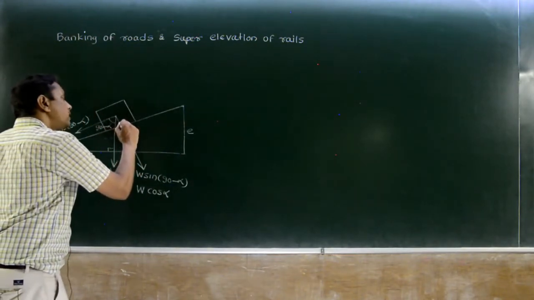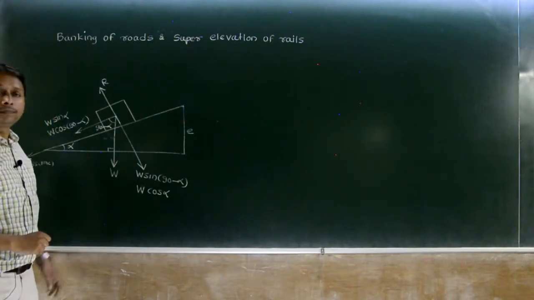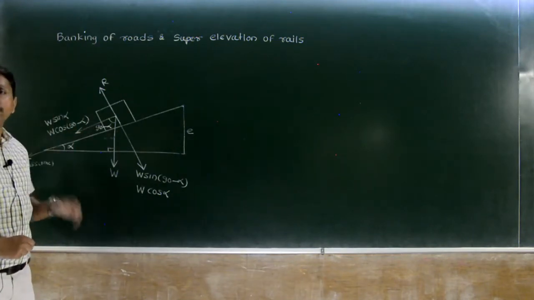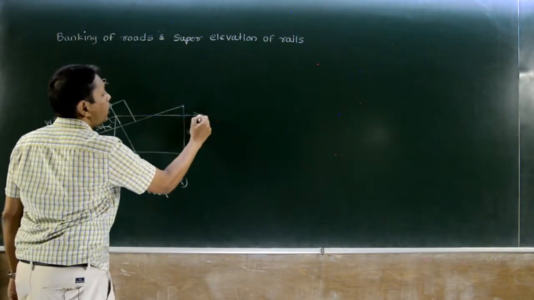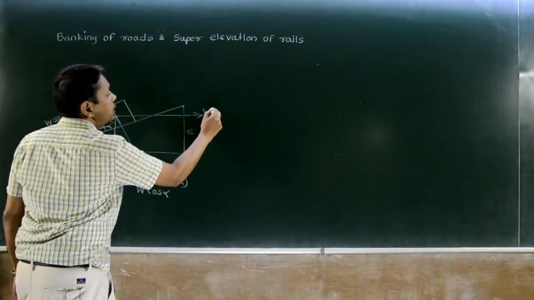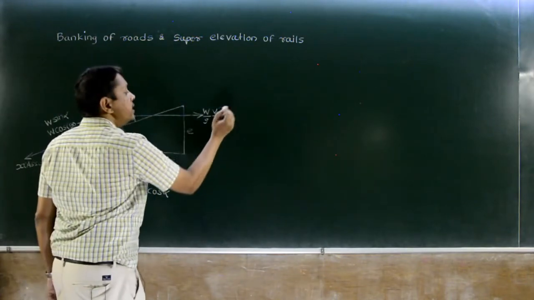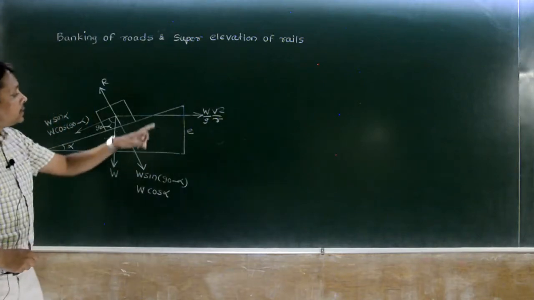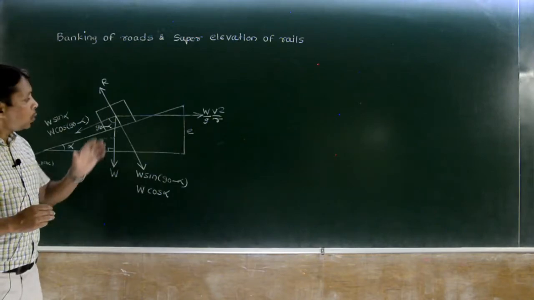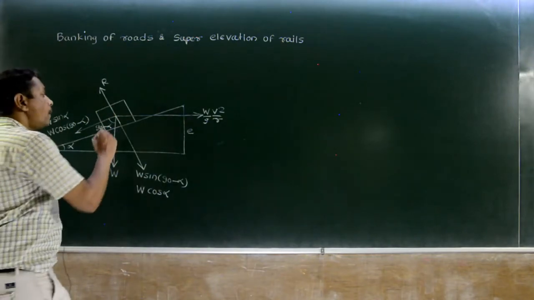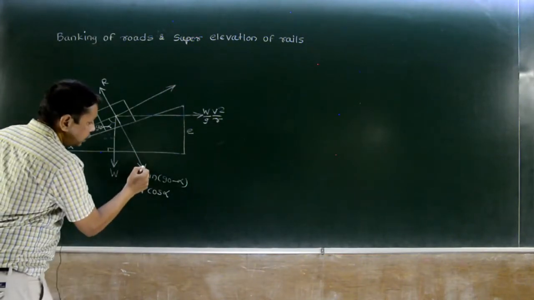There is a normal reaction R, and when the car moves with design speed, as there is a centrifugal force, whenever a car moves along a circular path it is acted upon by centrifugal force W by g, v square by R. Just like weight acts vertically downward, like that centrifugal force always acts horizontally. Understood? Now we have to resolve this centrifugal force parallel to the plane and perpendicular to the plane.